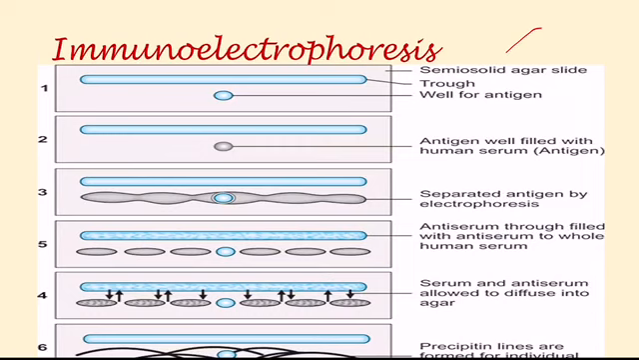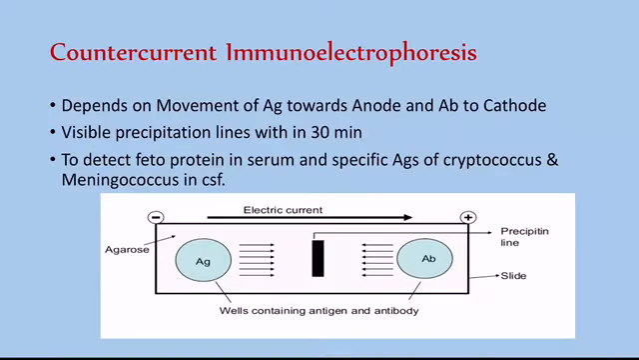In immunoelectrophoresis, first the antigen is separated by electrophoresis, and a trough is made. To the trough, antibodies are added, and the antibodies and antigens diffuse and form precipitation lines. In countercurrent immunoelectrophoresis, agarose is poured on a glass slide and two wells are made. One is filled with antigen, the other with antibody, and an electric current is passed through them. They move towards each other and form a precipitin line at the junction. That is countercurrent immunoelectrophoresis.